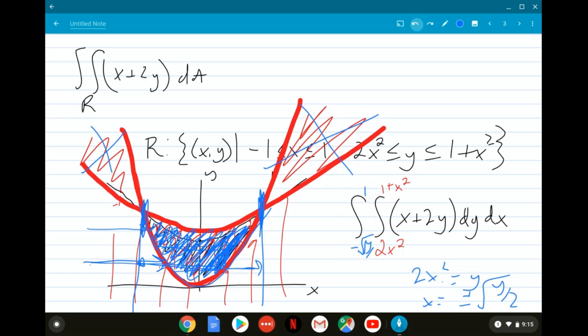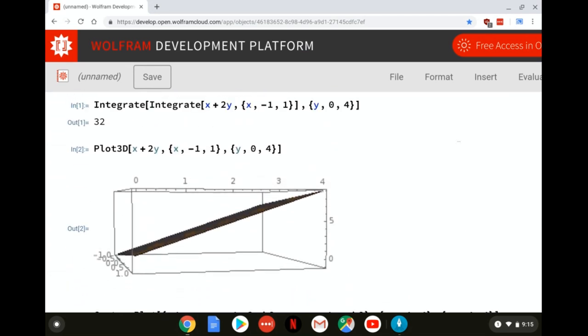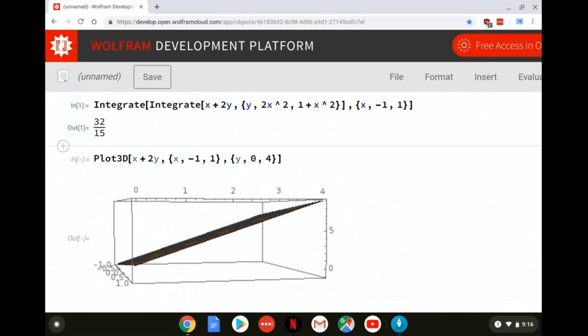So the correct setup for this is this integral. And similarly, we can put it into Mathematica, except we decided to integrate with respect to y first, from 2x squared to 1 plus x squared. And then x was our second integral, from negative 1 to 1. And if we work that out, we get 32 fifteenths.